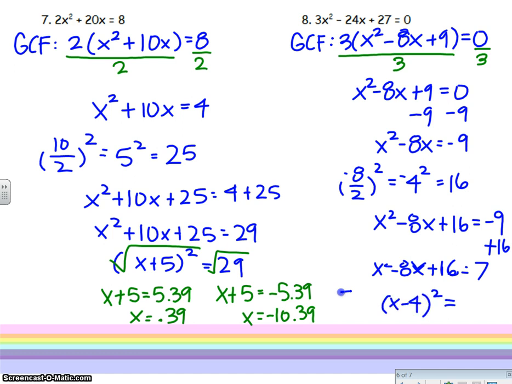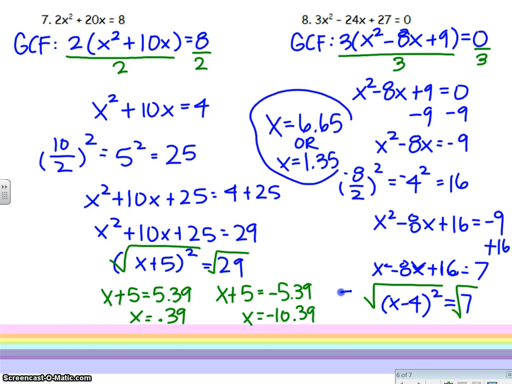is equal to 7. And we trust that you know how to finish solving that, so we're just going to go ahead and leave our answers up there for you. Once you square root them, what will our two answers be? Our solutions are going to go ahead and be x is equal to 6.65 or 1.35. And we trust that you know how to solve that using your square root.